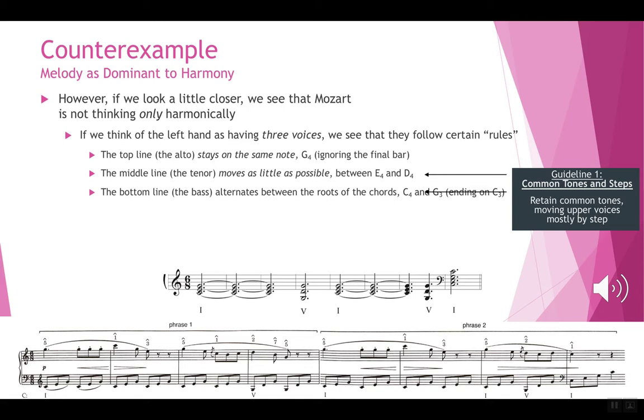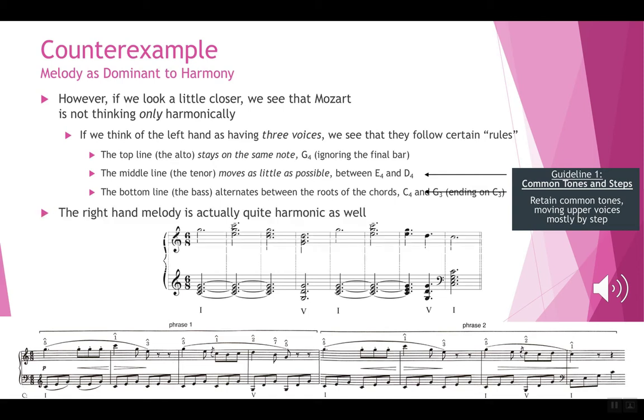The top line, the alto, stays on the same note. So that alto voice is moving as little as possible. It's not even moving any notes at all. It's always staying on the G, so it's retaining a common tone. The middle line, the tenor, is moving as little as possible between the notes E and D. It's just moving stepwise. And then it's the bass that's jumping around a bit. So just keep this in the back of your mind. At the end, we'll see where guideline one comes in, but this is an example of this.